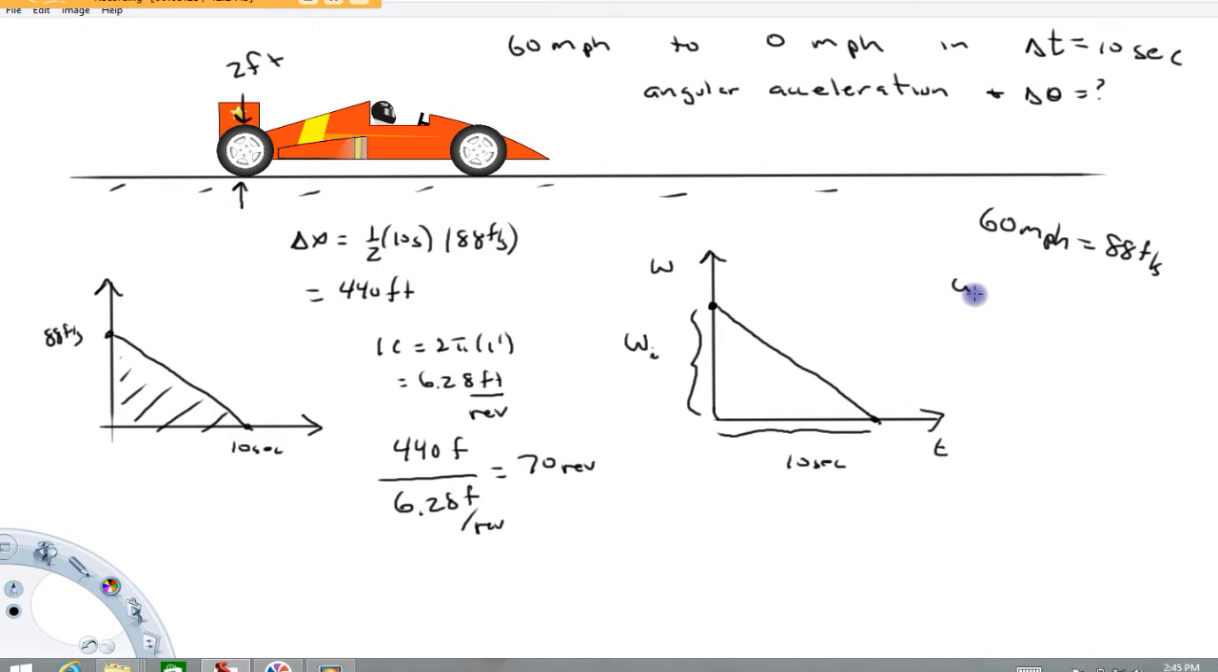Now, angular velocity is equal to change in theta over change in time. So you'll notice that your change in theta is equal to your angular velocity times your change in time. On this graph, the angular velocity is this dimension and the change in time is this dimension. So this area here, the area of the triangle, is going to give me my change in theta, which I effectively know. So our change in theta, which is going to be 70 revolutions, however at this point I'm going to go ahead and convert that to radians, times 2 pi radians per revolution.